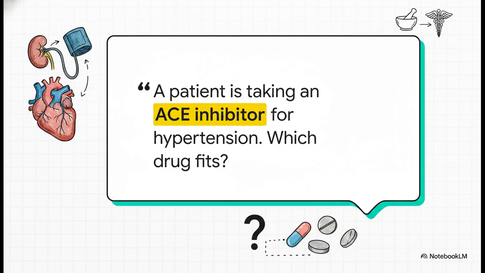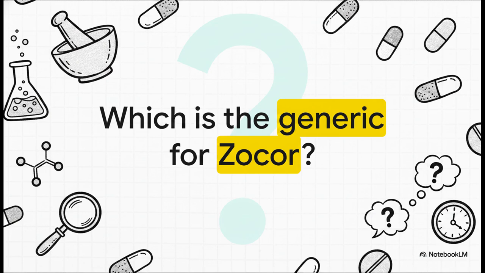Here's a perfect example of how it appears on the exam. A patient is taking an ACE inhibitor for hypertension. Which drug fits this profile? Notice how this cleverly tests your knowledge of both the drug class and the indication simultaneously. It's not just asking, what is lisinopril? It's giving you the clinical scenario and asking you to work backward. Let's do some active recall right now to test your newly acquired pattern recognition skills.